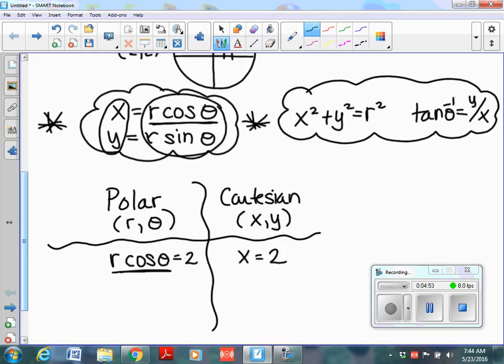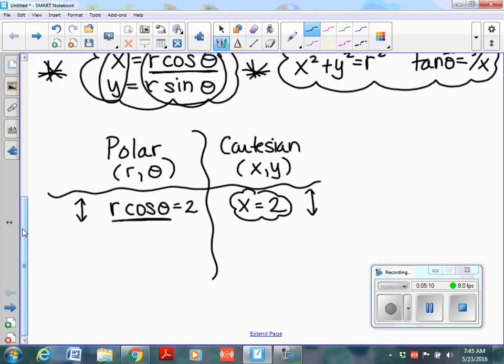Just to give you a little bit of a heads up, if I wanted to graph this, isn't this a vertical line at x equals 2? So if I wanted to graph this, this is also a vertical line. How do I graph it? I'd say r equals 2 over cosine of 30, then r equals 3 over cosine of 40, or whatever, and I would make myself my vertical line.